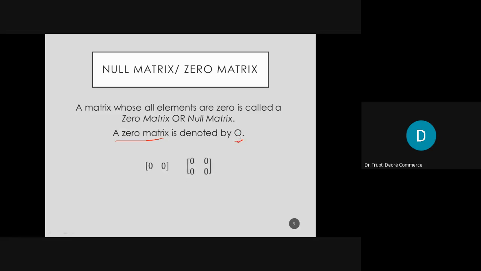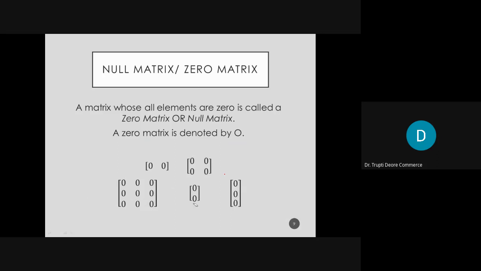So let's see the example. Now see this one. It's a single row but all elements are zero. Then it's 2 rows and 2 columns, so it's a 2 by 2 matrix. The matrix order is written at the right side corner. So it's a 1 by 2, 1 row and 2 columns. This is 2 by 2, 2 rows and 2 columns, and all elements are 0. Then again 3 by 3, 3 rows and 3 columns, all these are 0. So it's a zero matrix.